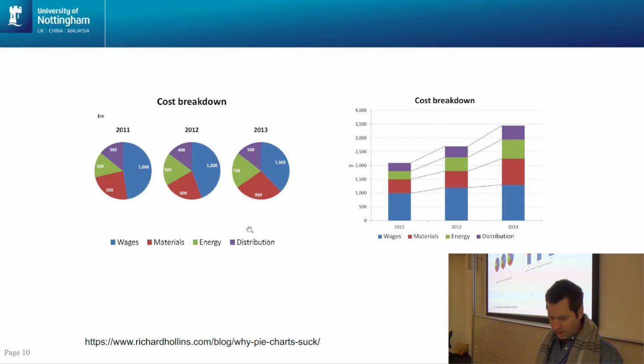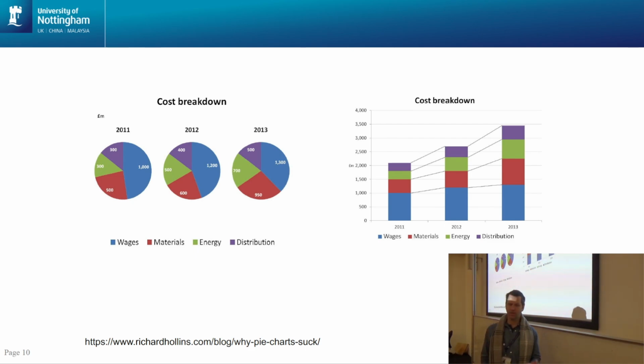And here's another example of pie charts versus stacked bar charts. In this case, we have three pie charts changing from year to year, and we have the same information represented with stacked bar charts from year to year. And which one is better? That would also be a good user study.